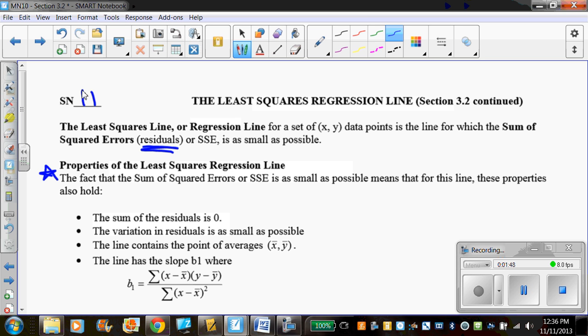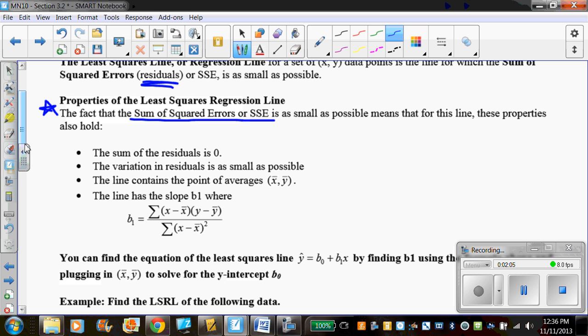Properties of the least squares regression line, and this right here, folks, is very, very important. It says the fact that the sum of squared errors, or SSE, as small as possible means that for this line, these properties hold true. So what holds true? That the sum of the residuals is equal to 0. That is an important thing. So if your residuals are adding up to 0, that means you did it correctly. So this is a property for the least squares regression line. So if you have a least squares regression line, these properties hold true. Or if you have these, you can find the least squares regression line, as I'm going to show you very, very soon. The variation in residuals is as small as possible.